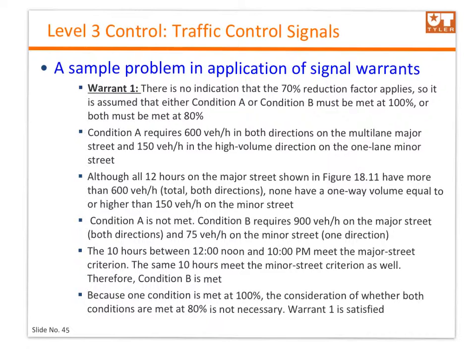Because one condition is met at 100%, the consideration of whether both conditions are met at 80% is not necessary, and warrant 1 is satisfied. If I'm meeting one of the two conditions at 100%, the warrant is satisfied. So I need a traffic signal based on warrant 1. Let's go and see now other warrants and if they are met or not.